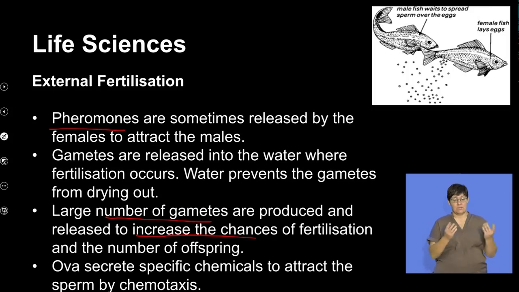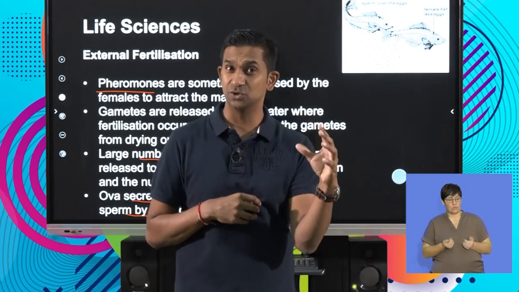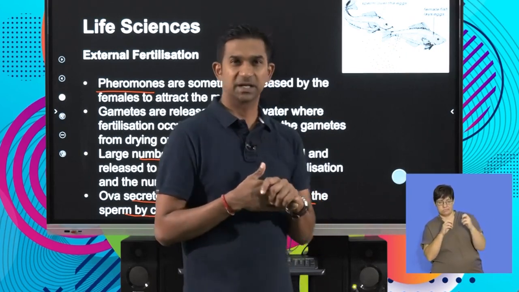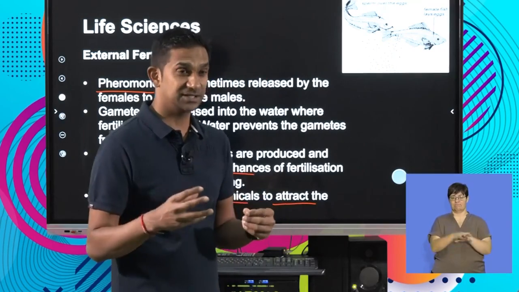You often see that the ova secrete specific chemicals to attract the sperm, and that process is called chemotaxis, where the sperm move towards the eggs as a result of chemical attraction, which are chemicals produced by the egg or the ova. And we see these are subtle mechanisms that increase the chances of fertilization occurring.